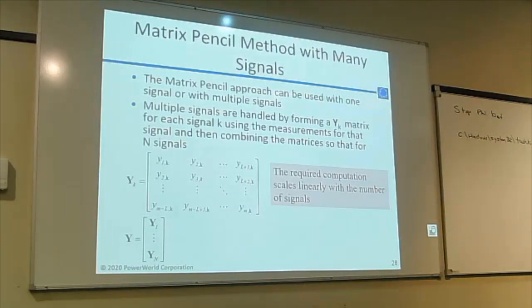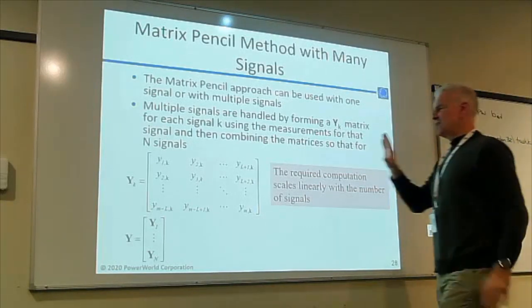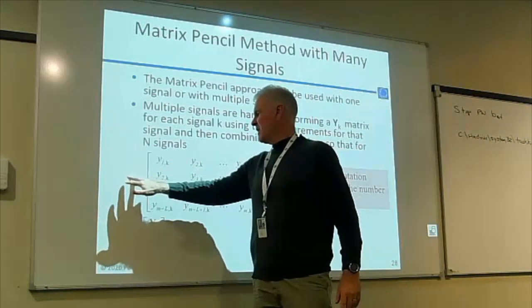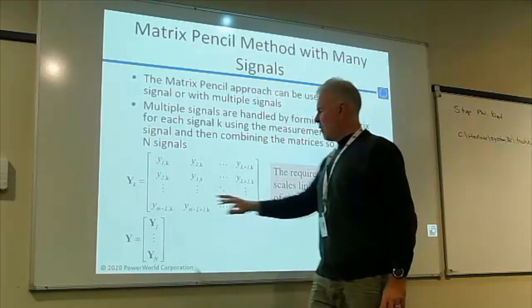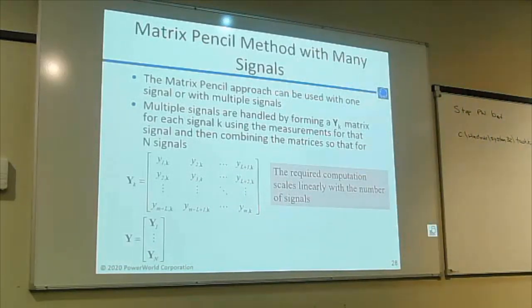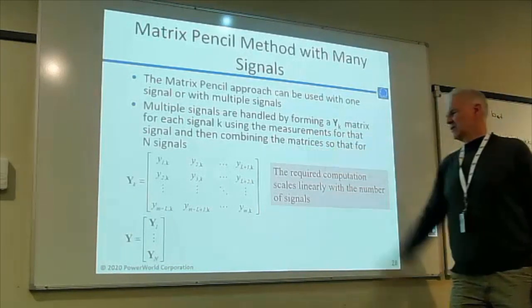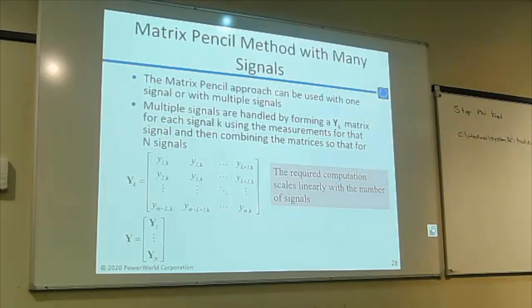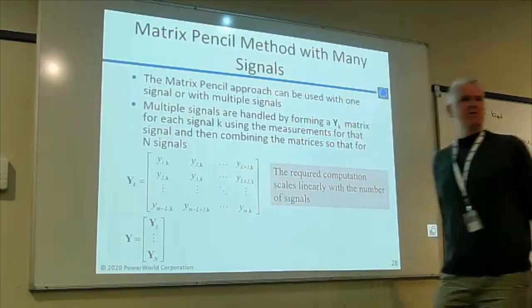The matrix pencil method can be augmented for many signals. We start out with this Y matrix for one signal. If I want to do n signals, I just stack the matrices up, and I have to do a singular value decomposition on each of them. A singular value decomposition, in essence, takes time on the order of the number of columns squared times the number of rows. And how big the matrix is depends on the number of samples.